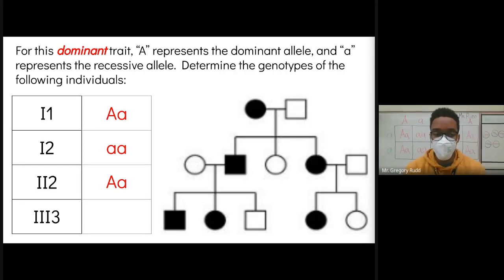Okay, let's try the next one. Generation III. What do we see about that person? What did you say? Lowercase a, lowercase a. Good. Yes, because that individual is unaffected. That is the square at the very, very bottom.